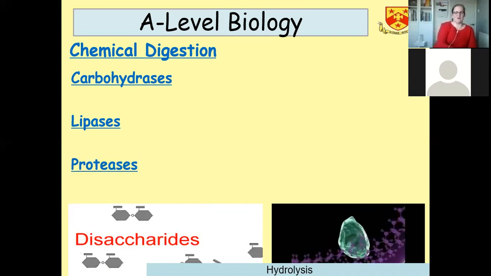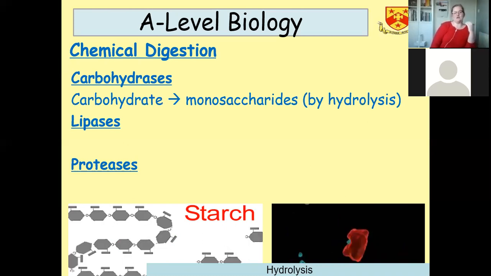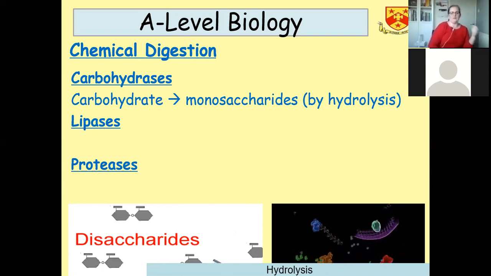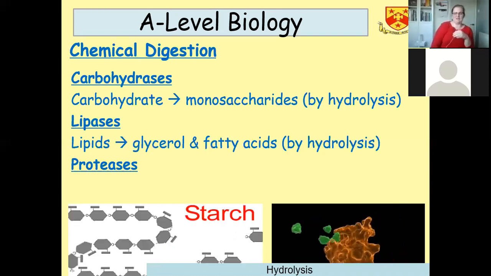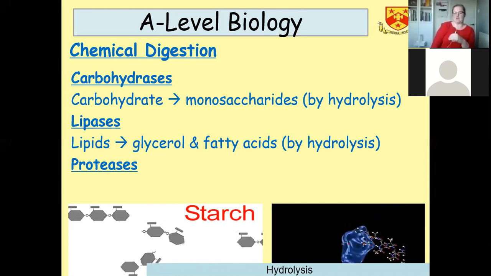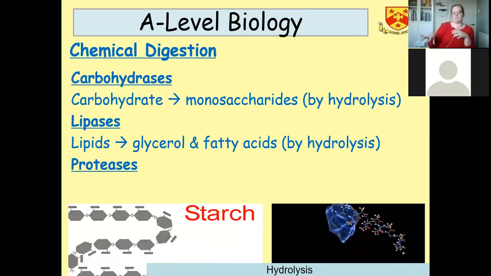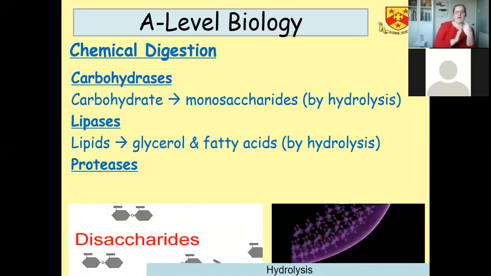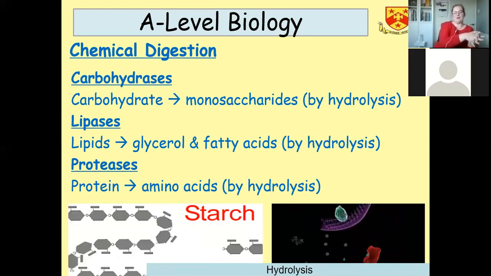So, carbohydrases break down a carbohydrate into a monosaccharide using hydrolysis. Lipases break down lipids into glycerol and fatty acids by hydrolysis. So remember, lipids are made up of glycerol and fatty acids, so we get the two different products when breaking down lipids. And then proteases break down protein into amino acids by hydrolysis.